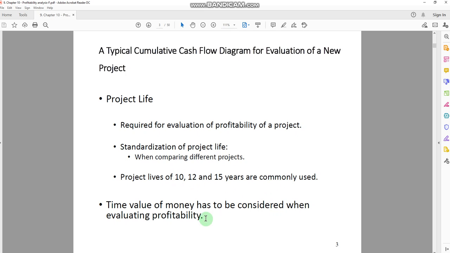Now, the time value of money has to be considered when evaluating profitability. We have seen the concept of the time value of money, and we see that $1,000 today is worth more than the $1,000 that you have after 10 years. So we also have to consider the time value of money, and we have seen this concept a lot in the depreciation calculation. We saw why we depreciate so quickly: to save the amount of money that we need to pay in terms of taxes. Okay, so we have seen this concept earlier.